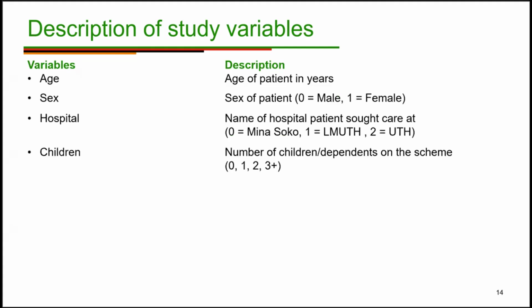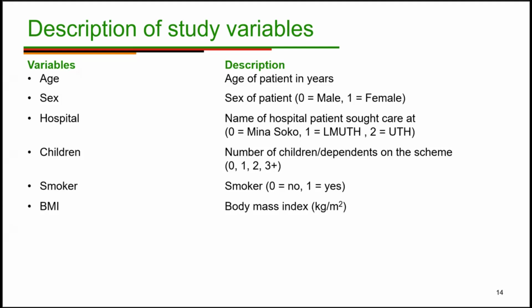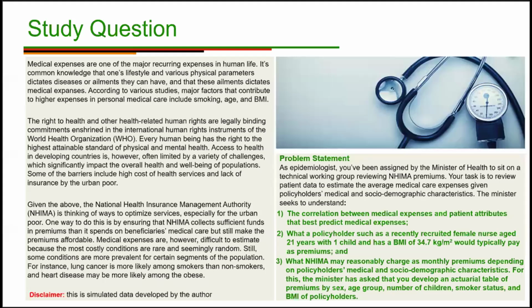Children basically is the number of children or dependents that are on the scheme, and these range from those that do not have any children to greater than 3 children on the medical scheme. And then whether the policyholder is a smoker or not, and what their BMI would be, and the associated medical expenses that they have incurred in the previous year. And so we'll use this data to answer the interest that the minister has based on the scenario that has been presented here.